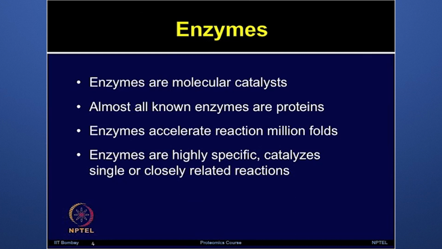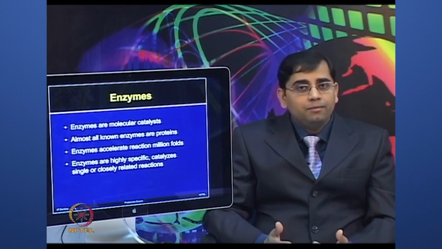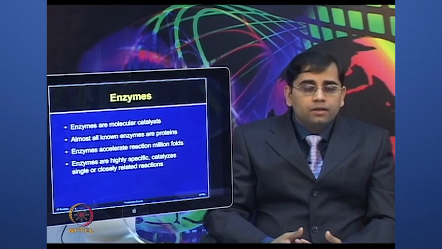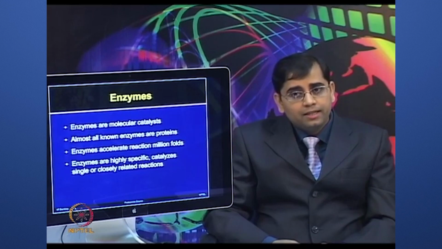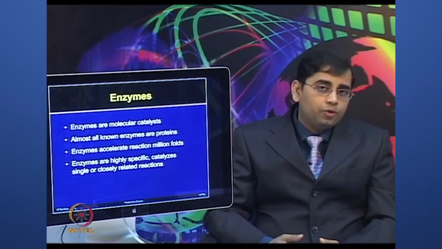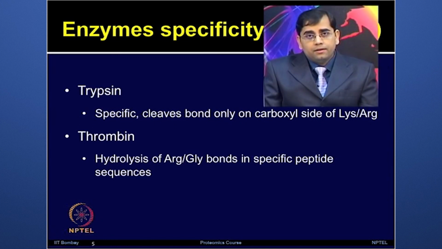These enzymes are highly specific and they catalyze single or very closely related reactions. There are various examples which we will talk during the entire lecture, how enzymes regulate various reactions. There are certain proteolytic enzymes, for example, which catalyze proteolysis and hydrolysis of peptide bond. In terms of enzyme specificity, let me give you a few examples. Trypsin, it is highly specific. It cleaves bond only on the carboxylic side chain on the residues lysine and arginine.